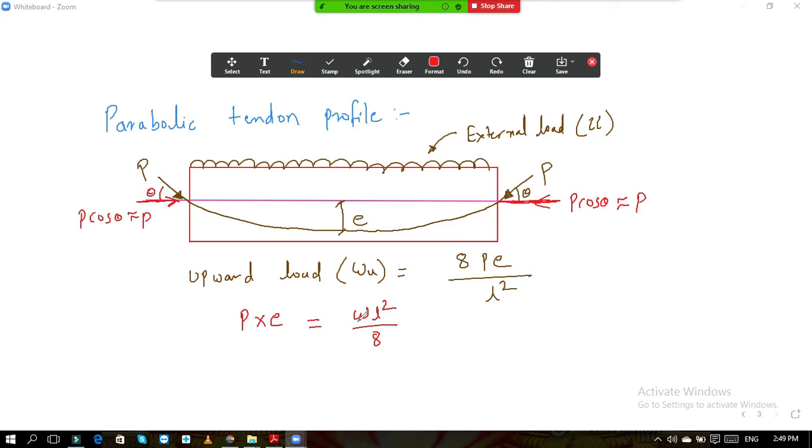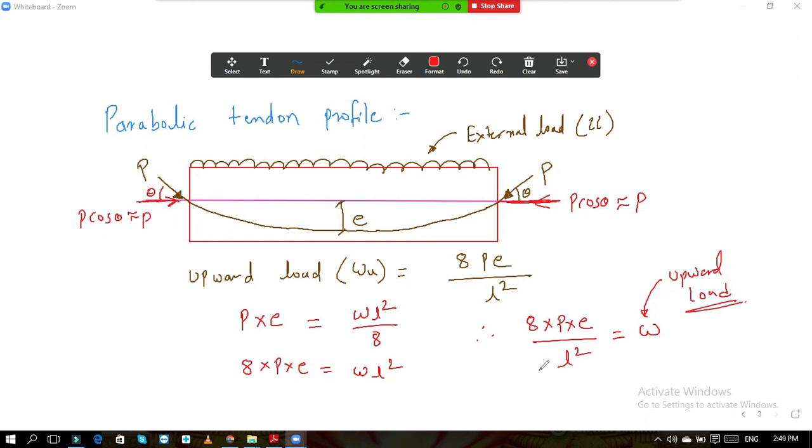we want the equation for W. So if I keep W this side and send all the other terms, 8 into P into E is equal to what remains over here, WL square. Therefore, if we send L square to the other side, 8 into P into E divided by L square is equal to W, and this W is nothing but your upward load. So the expression is 8PE divided by L square.